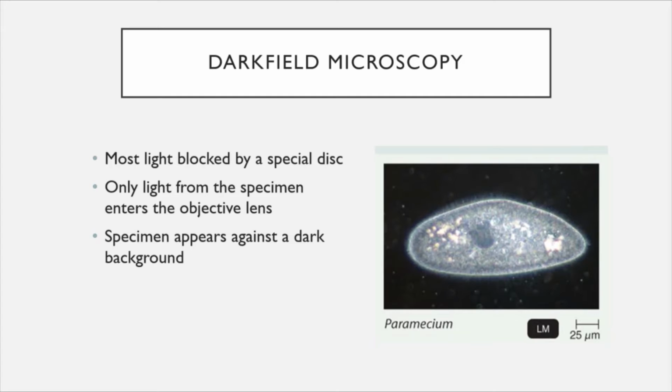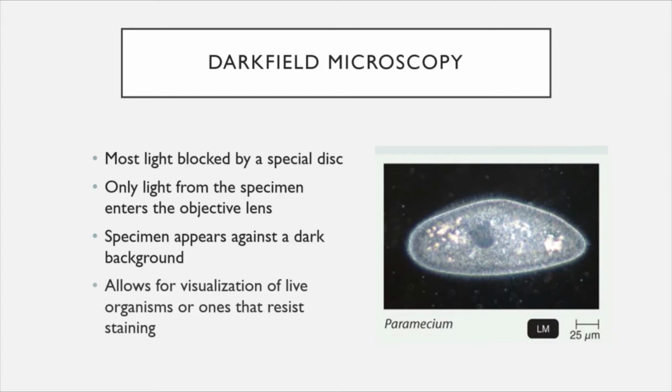And dark field microscopy is useful for special circumstances when you need to take a look at live organisms or organisms that resist staining. Sometimes organisms must be preserved and kept alive when you're looking at them under the microscope, and when this is the case, dark field microscopy is useful. Other organisms do not stain well with special dyes that we use in bright field microscopy, and in this case dark field can also be helpful because it creates this artificial contrast between the specimen and the background.